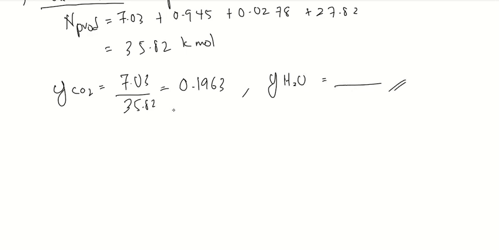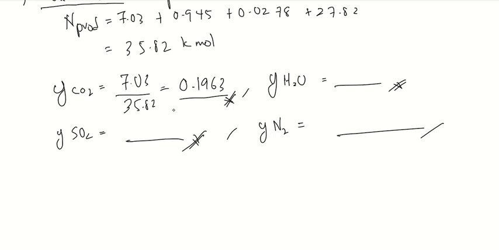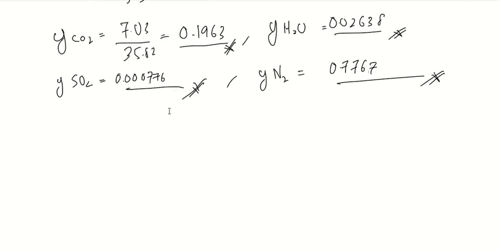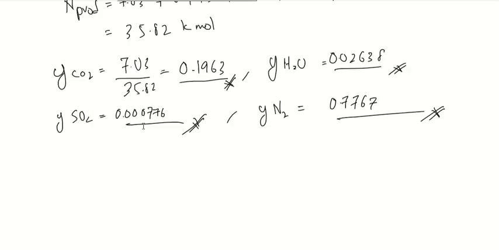Similarly you can find the mole fraction of H2O, sulfur dioxide, and nitrogen. The values would be 0.02638 for H2O, 0.000776 for sulfur dioxide, and 0.7767 for nitrogen.